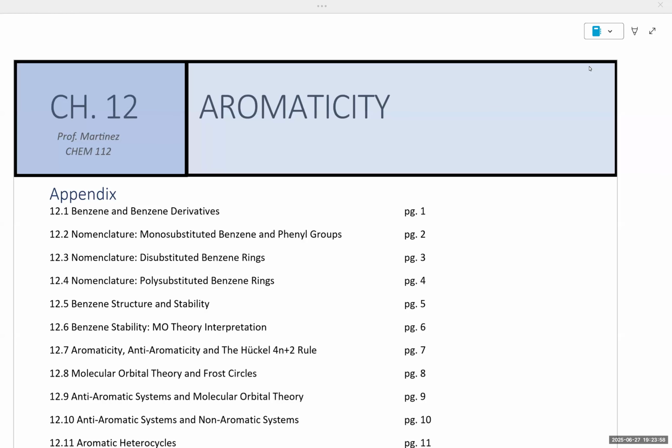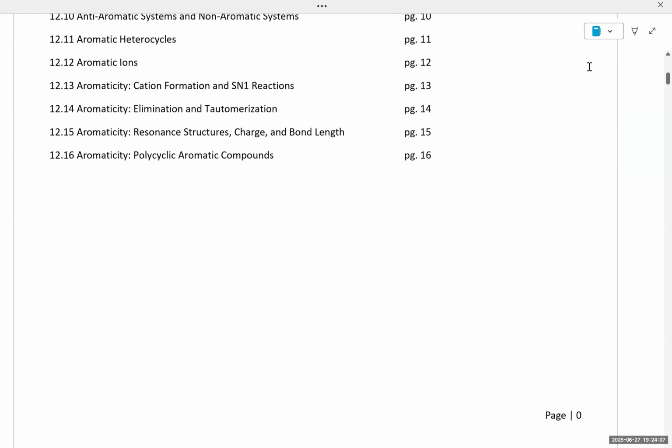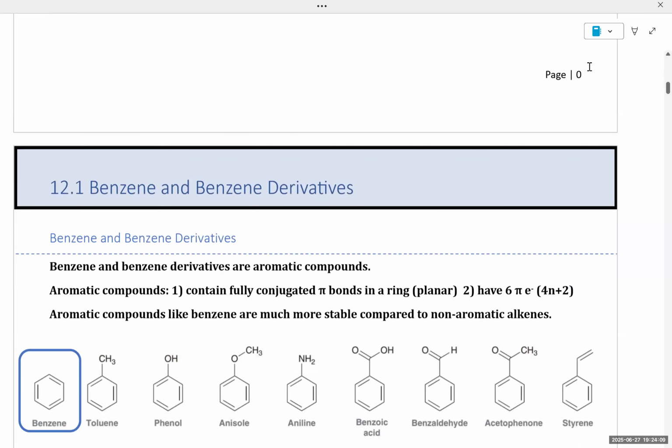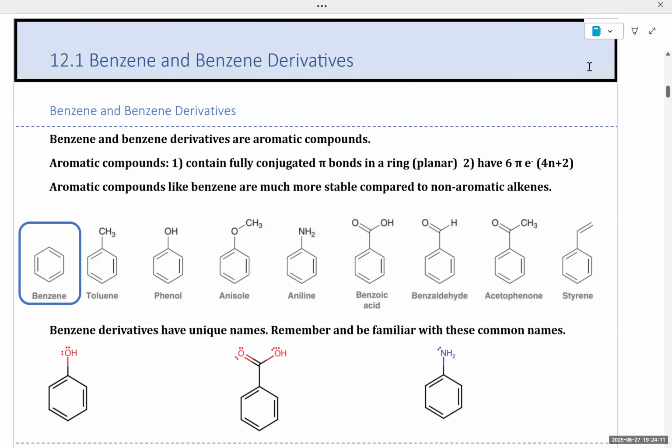Continuing on with the Organic Chemistry 1, Chem 112 lecture series, we're going to be discussing Chapter 12, which focuses on aromaticity. So, the first thing that we have to talk about when we talk about aromaticity and aromatic compounds are benzene derivatives and benzene itself. So, benzene and benzene derivatives are aromatic compounds.